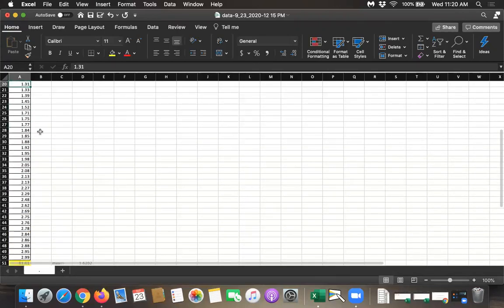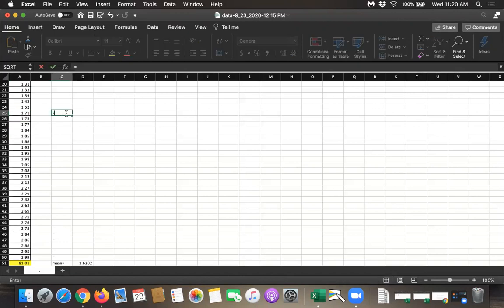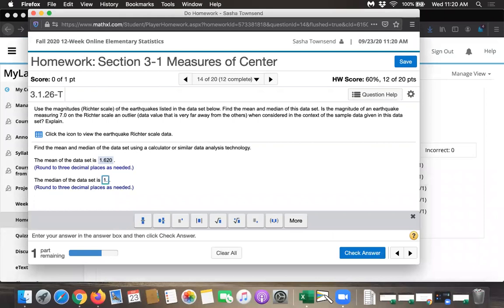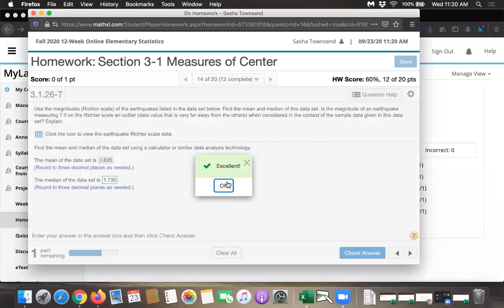And now you want to look at the two values in the middle. So look at entry number 25 and 26. When they're sorted, we've got 1.71 and 1.75. You want to add those together and divide by two. So we'll type equals, open parentheses, the entry in A25 plus the entry in A26, close parentheses, and then divide by two, hit enter, and that gives you the median, 1.73. They want that to three decimal places, so we'll say 1.730. Okay.